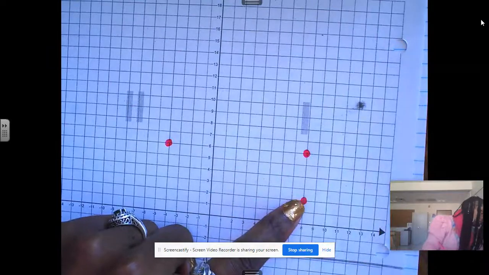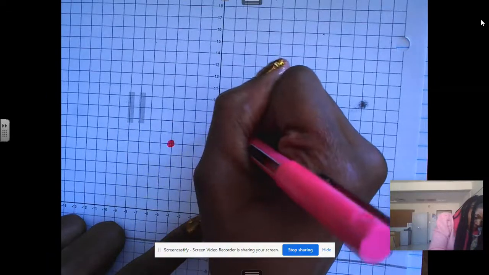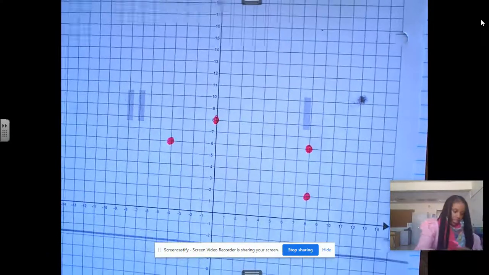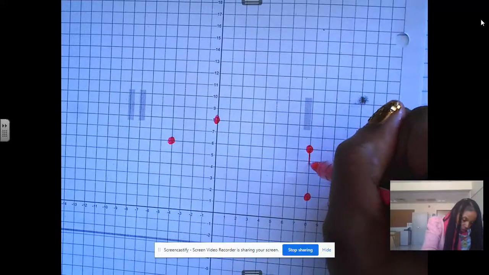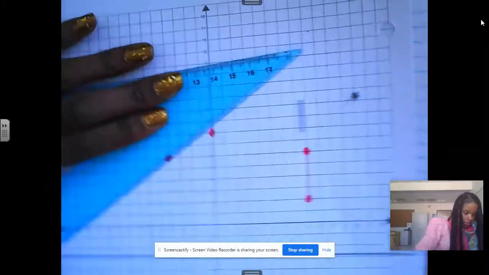And then my next one is 0, 8. So I'm going to my 0, and I'm going up to 8. These figures are some weird looking figures. So if you look right here, I'm just going to go ahead and connect that because it's straight down. And then I'm going to use my straight edge to connect everything else.